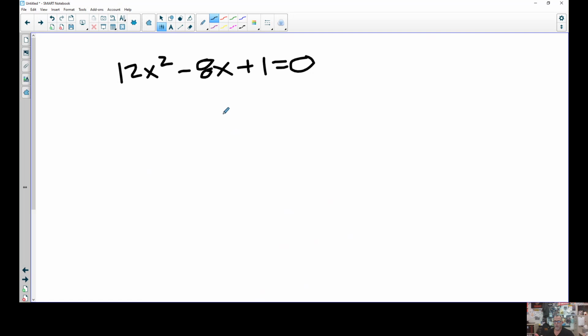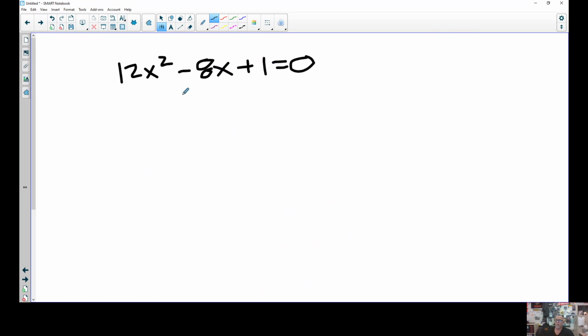Again, first thing I always do is set it equal to 0. Yes. All right, I've got all my terms on one side, 0 on the other. Second thing, is there a common factor? 12, 8, and 1. It looked at first like there might have been with 12 and 8, but there isn't because 1 doesn't have anything in common with those other than 1. Variables, x squared, x, no x. So nothing there to take out as a common factor.